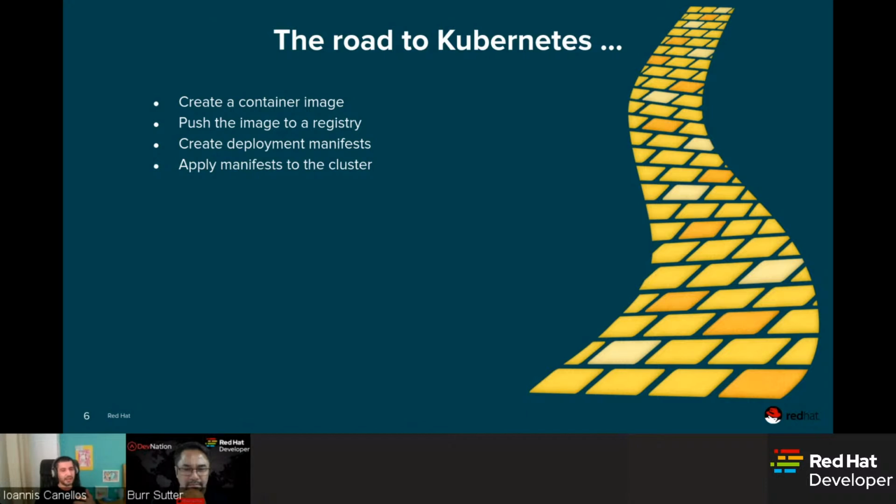Step number 1, I need to create a container image for my application. Step number 2, I need to make that image available in a container image registry like Docker Hub or even a private registry. Then I will have to create some ugly JSON or YAML blobs that will act as deployment descriptors. And finally, I would have to apply those manifests to a running cluster in order to deploy my application.